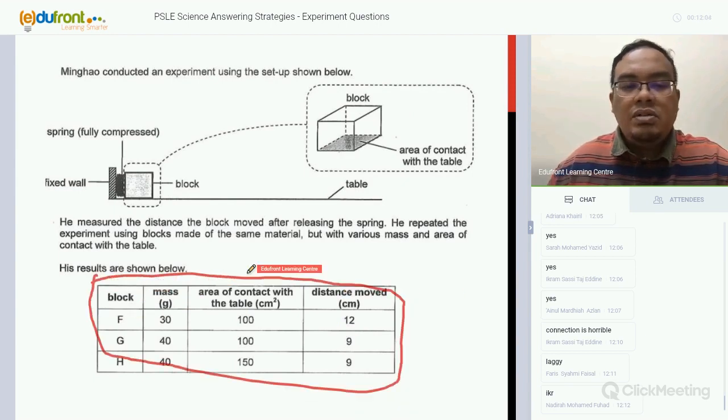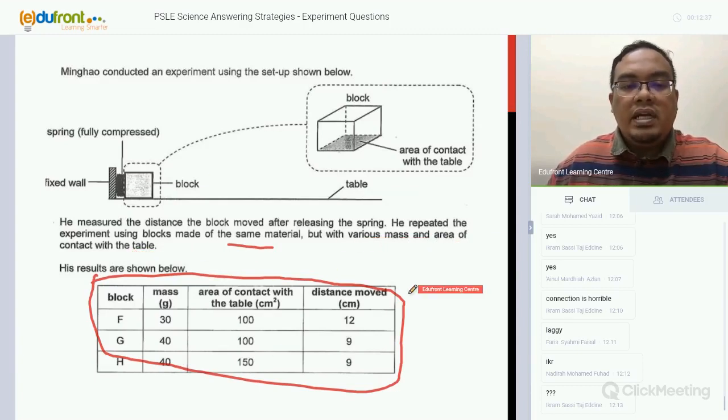A table shows the information collected from the experiment, and you can see Ming Hao conducted an experiment using the setup shown below. So you can see a spring compressed, okay, and he measured the distance the block moved after releasing the spring. So you can see that this is under the topic of spring force or elastic potential energy. Okay, he repeated the experiment with blocks made of the same material but of various masses and areas of contact with the table.